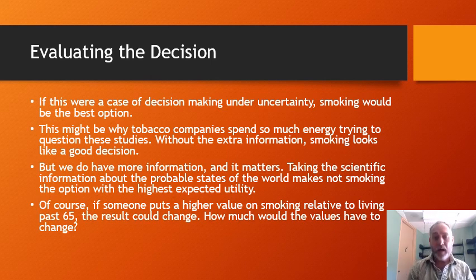That may suggest why so much money and effort is spent by the tobacco industry on trying to question these studies. If you didn't have those probabilities, smoking does seem like a good decision. It's only when you have this extra knowledge about the world that it's a bad idea. But given that we do have that information, it changes the decision we should make. Now, all this is going to depend on your values. So definitely, if you placed a higher value on smoking than 0.01, then at some level the calculus will shift, and it'll turn out to be a better idea to smoke.